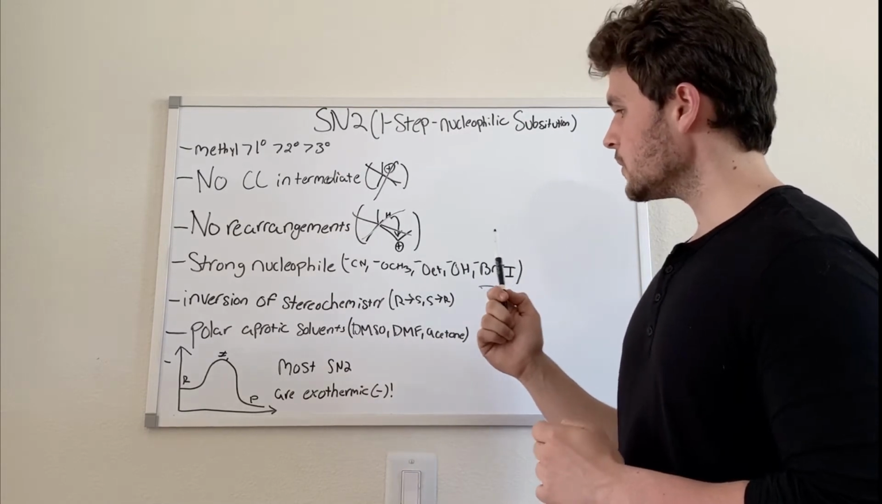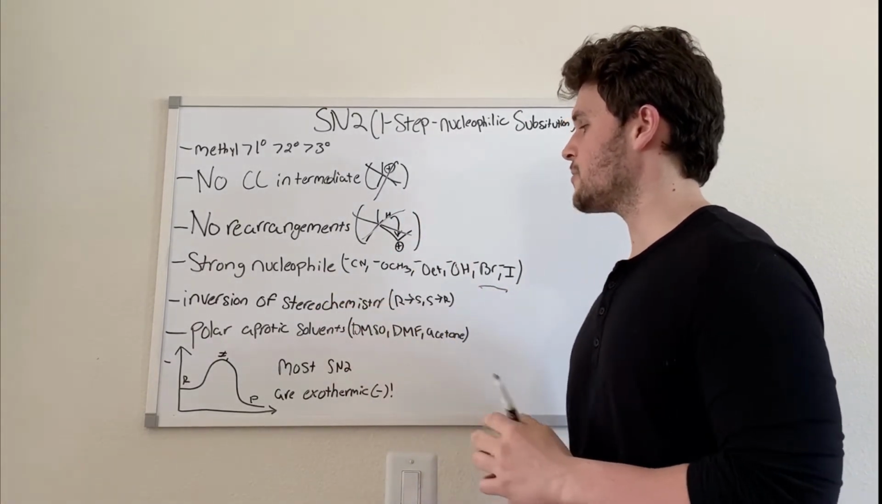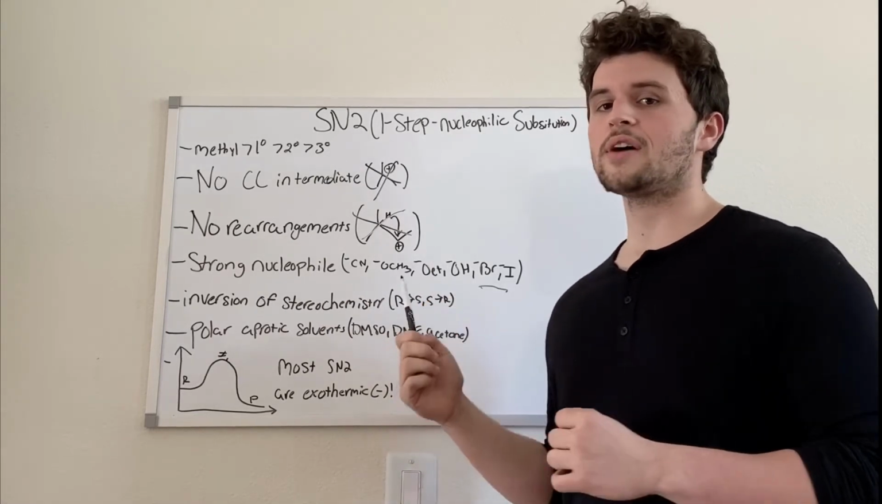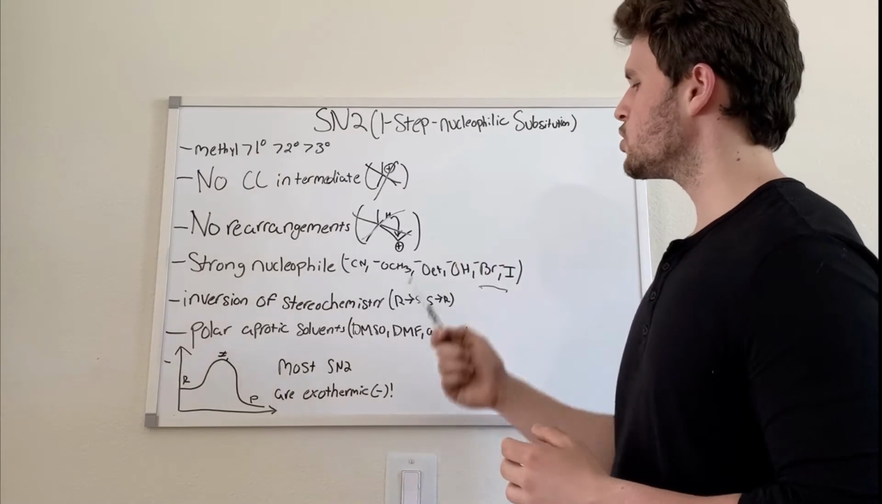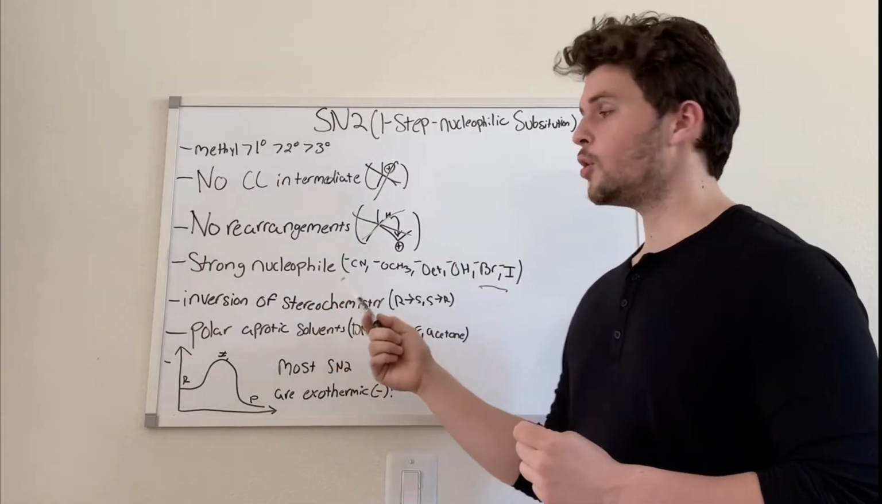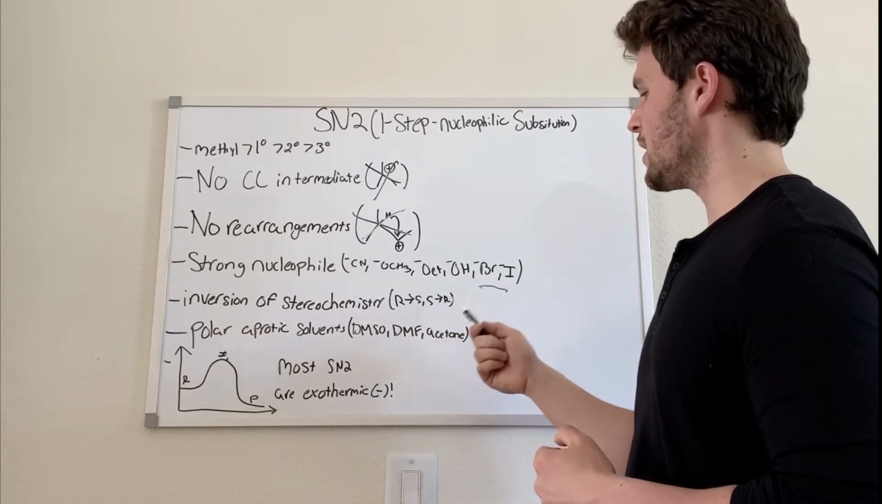And so the next thing with the SN2 is the inversion of stereochemistry. You'll see that instead of having a racemic mixture where you get both a wedge and a dash, the SN2 will get, so if you start with a wedge, you'll only get a dash. Or if you start with a dash, you'll only get a wedge. You can see here with the R to S or S to R.